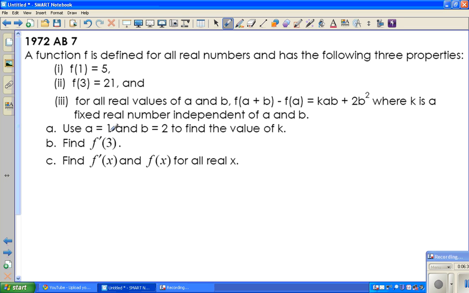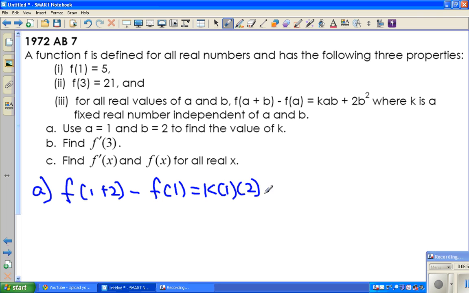First, it says if A is equal to 1 and B is equal to 2, find the value of K. All we have to do is simply plug them in and see what happens. So f of A plus B, which is 1 plus 2, minus f of 1 should be equal to K times A times B, with A equal to 1 and B equal to 2, plus 2 times 2 squared.